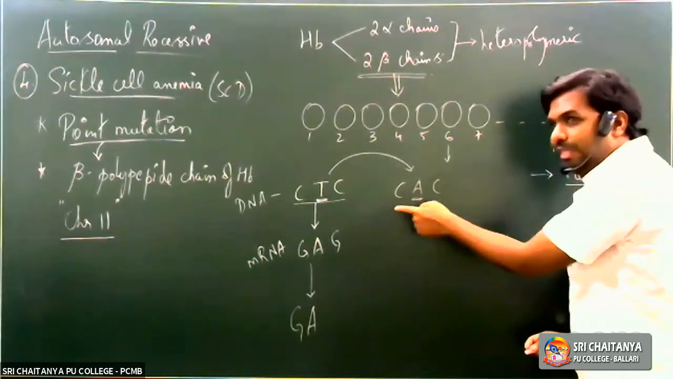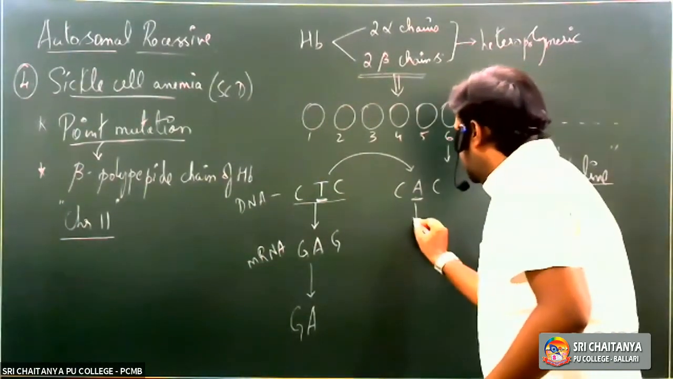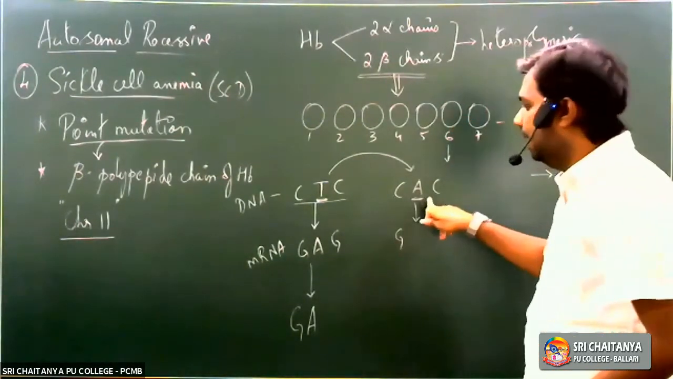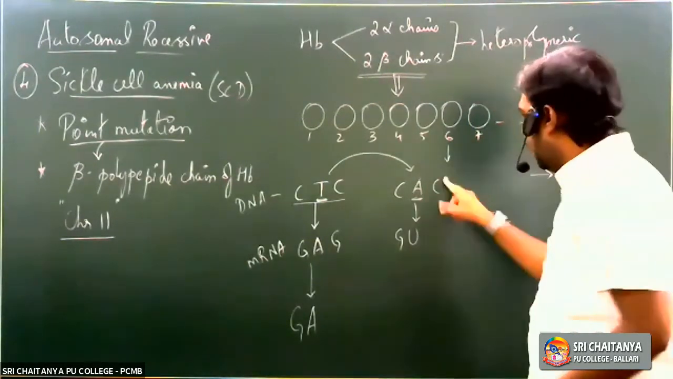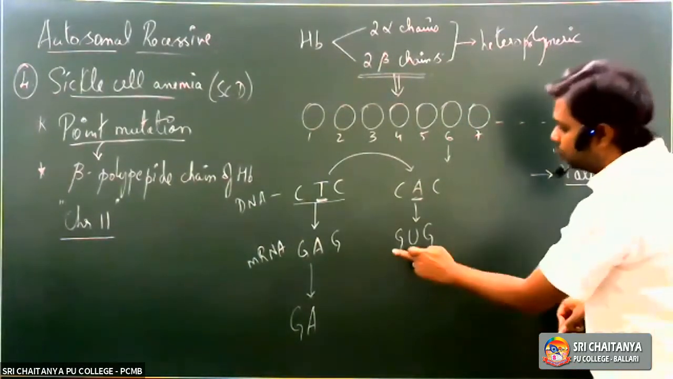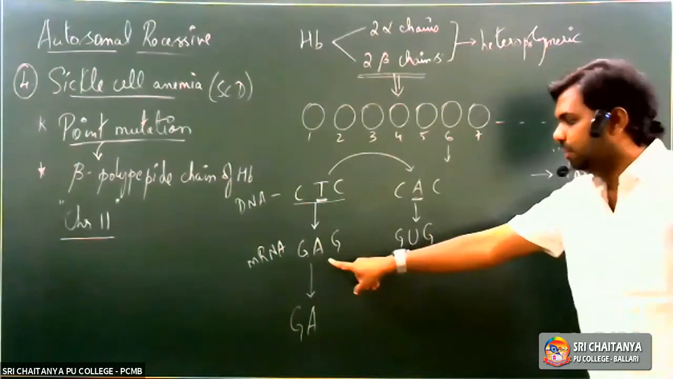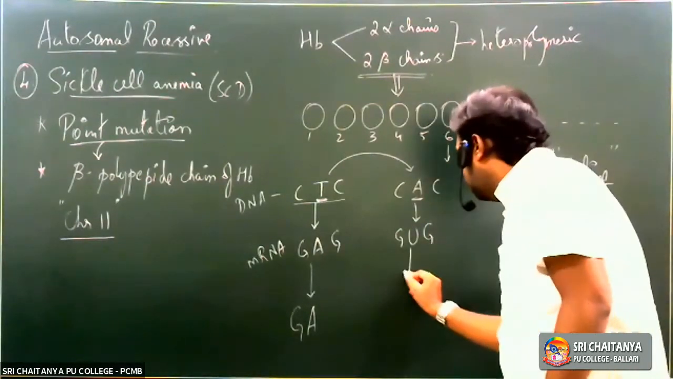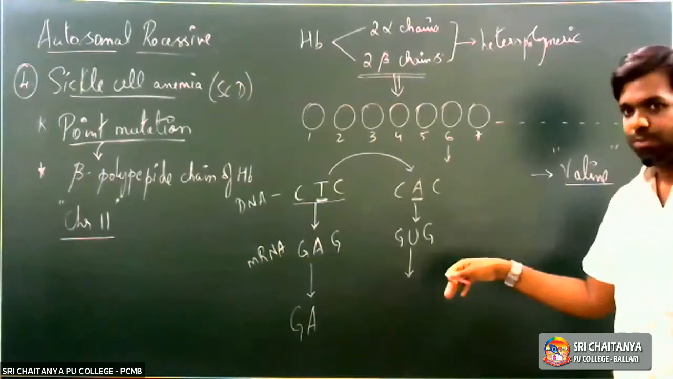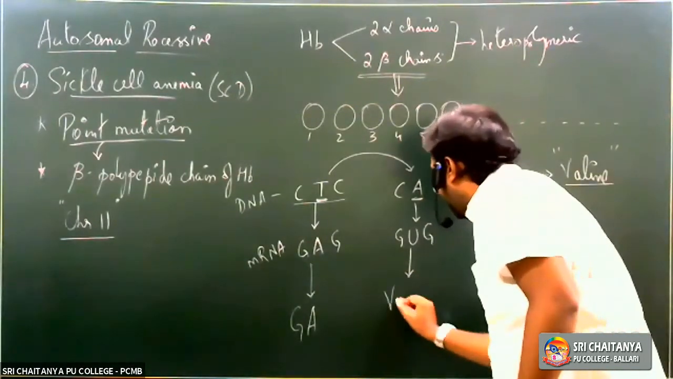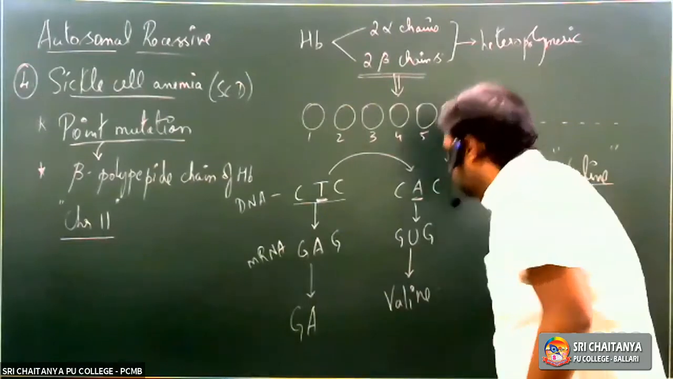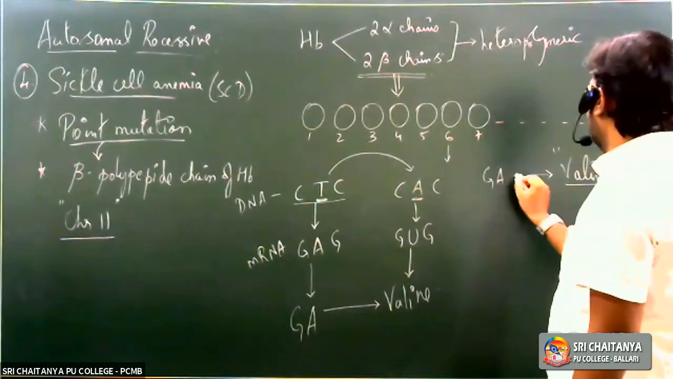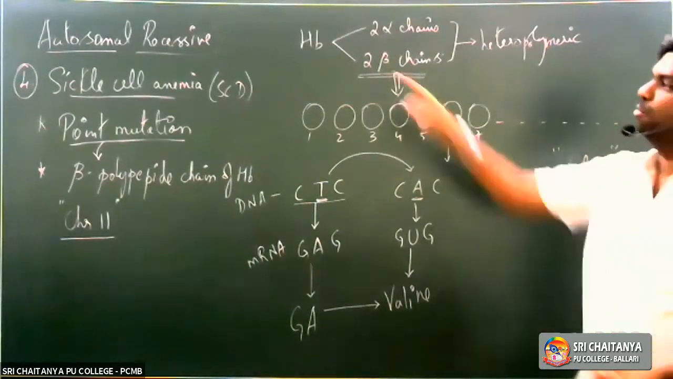Because it has become CAC, the mRNA would be: C becomes G, A becomes U because it is RNA, and C again becomes G. So GAG is being transformed into GUG. Now this GUG codon, once it undergoes translation, will code for an amino acid called valine. So glutamic acid is being converted into valine in this particular condition.